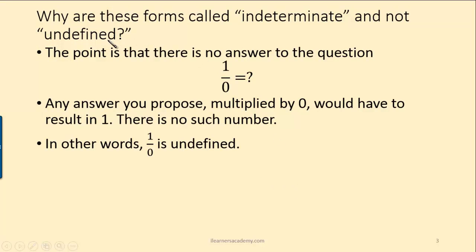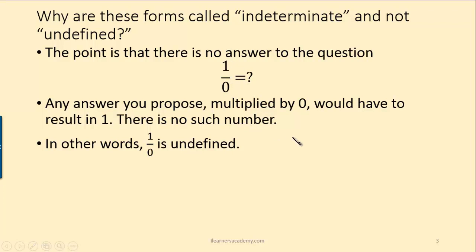Well, let's take a look at something that is undefined, 1 divided by 0. If you were to answer this question, it would mean that you will have provided a number such that that number times 0 would give you 1. So which number times 0 will give you 1? There is no such number. So 1 divided by 0 is undefined.